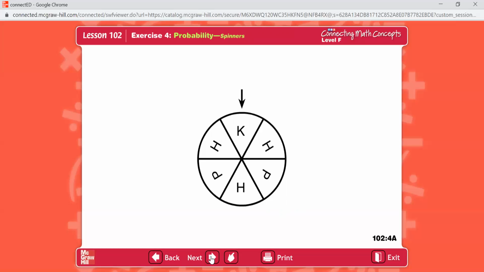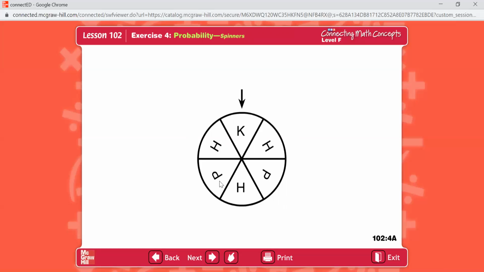The letter K is the letter of the winning part in this picture. The arrow is pointing at K. The fraction for the winning part is based on the spinner. There are 6 equal parts. 1, 2, 3, 4, 5, 6.